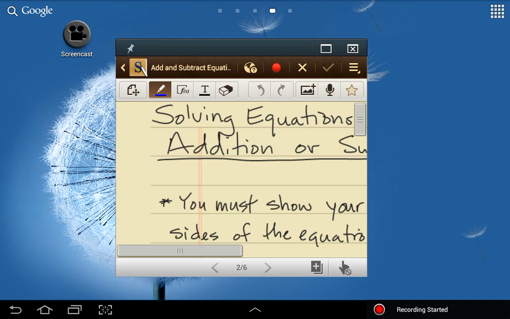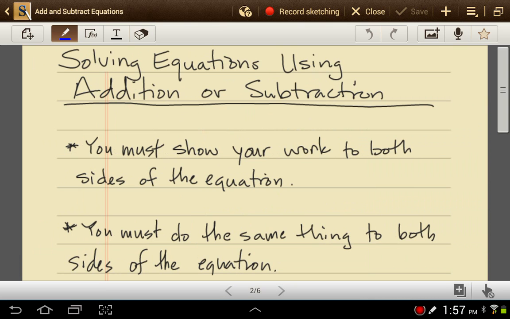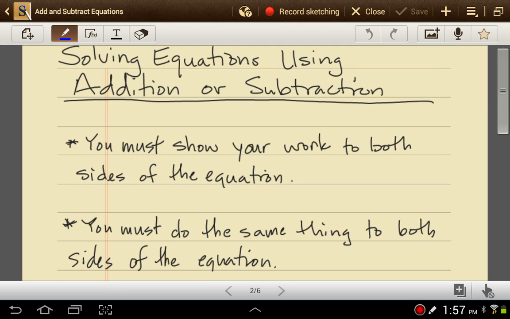Okay, let's get started here with our video. Today we're going to talk about solving equations using addition or subtraction. And a couple key points here I want to go over, and you don't need to write these points down, although you may want to, but if you just want to listen, that's fine.